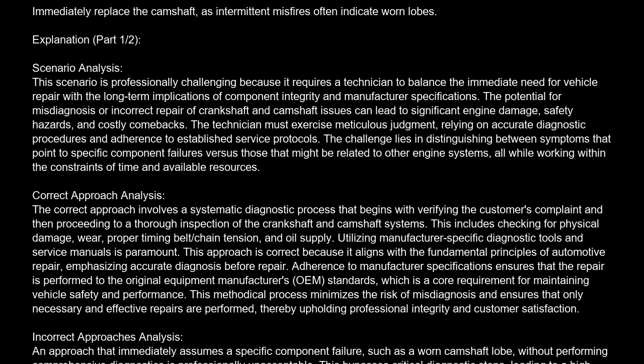Adherence to manufacturer specifications ensures that the repair is performed to the original equipment manufacturer's (OEM) standards, which is a core requirement for maintaining vehicle safety and performance. This methodical process minimizes the risk of misdiagnosis and ensures that only necessary and effective repairs are performed, thereby upholding professional integrity and customer satisfaction.